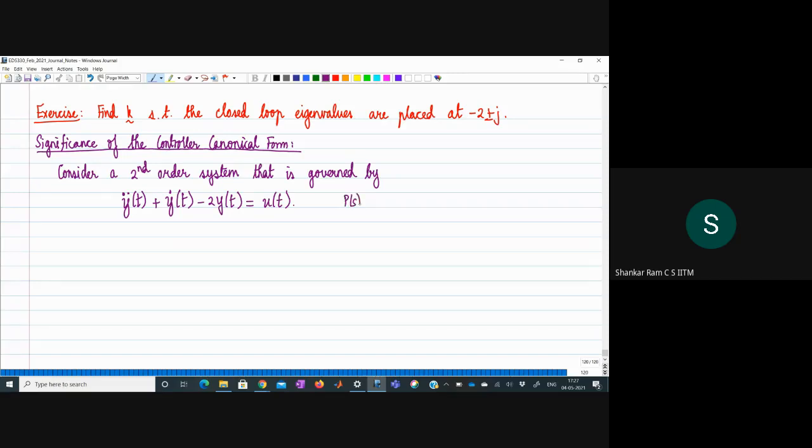So, we can immediately observe that by now we can calculate the plant transfer function as the ratio of Y(s) by U(s) as 1 by s squared plus s. Okay, so this is the plant transfer function.